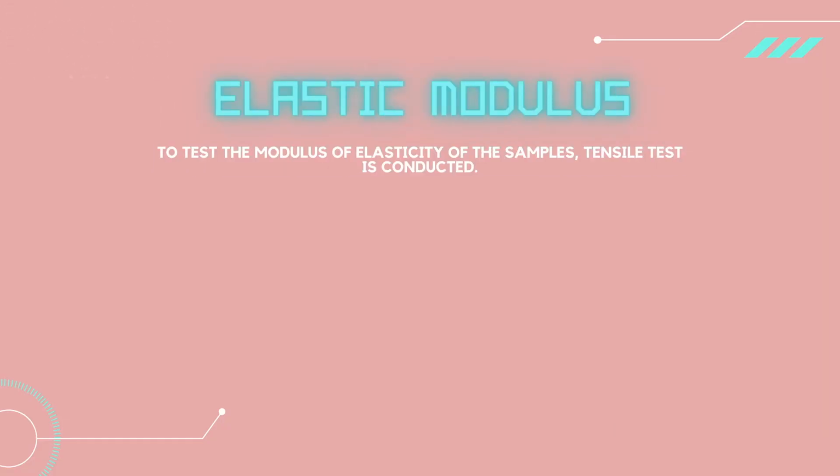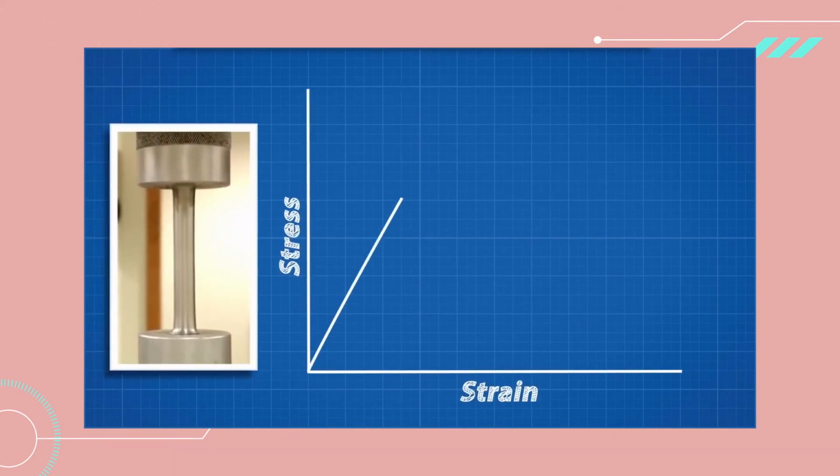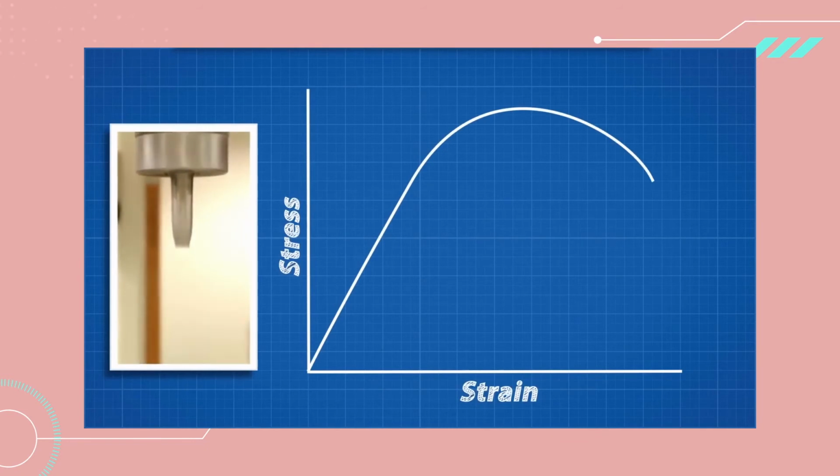To test the modulus of elasticity of the samples, a tensile test is conducted. A tensile test is a fundamental test in material mechanics. It is performed by pulling a sample of material apart until failure while measuring the force and displacement. It provides us with something called a stress-strain curve. In this case, stress is defined by the force applied to the test sample divided by the cross-sectional area. This gives us units of newtons per meter squared, which you may recognize as the metric unit for pressure, pascals.